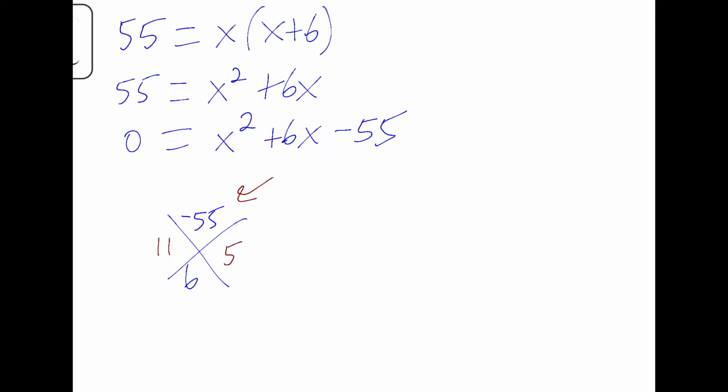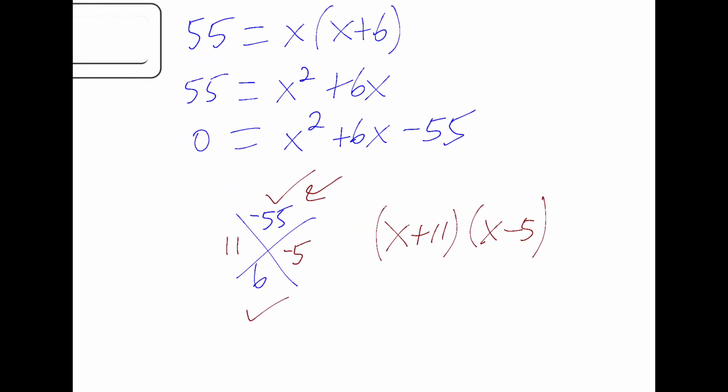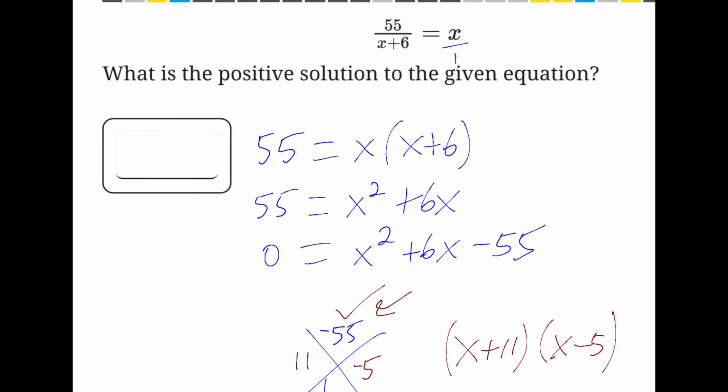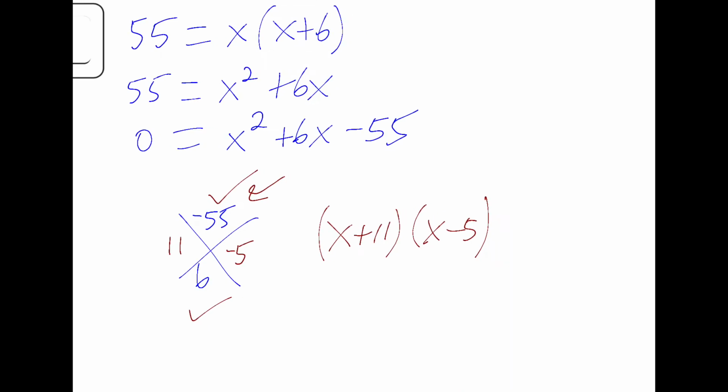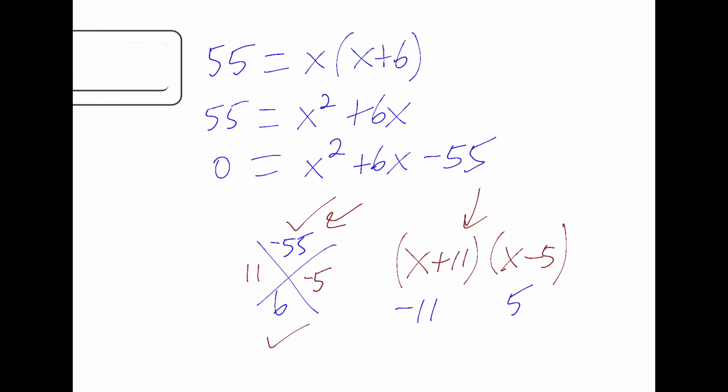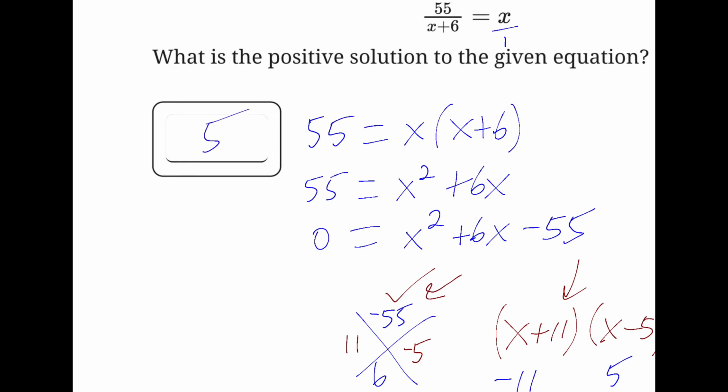And one of them has to be negative, so I'm going to put it here, because that way, if I take x plus 11 and x minus 5, they multiply to give me negative 55, they add together to give me 6. And what do they want to know? They want to know the positive solution. So the temptation is to pick 11 because it looks positive. Remember, we have to plug in a negative 11 to make this true, when we have to plug in a positive 5 to make this true. So the positive solution is just 5.